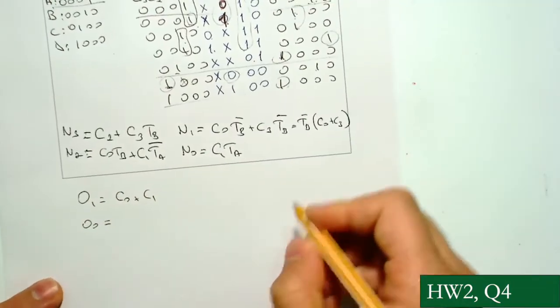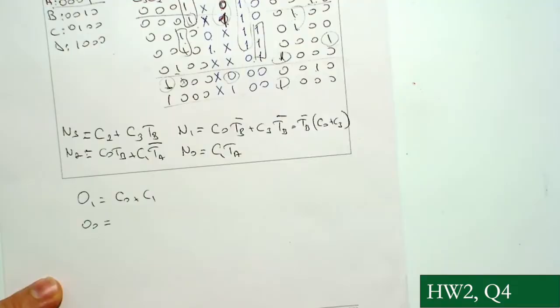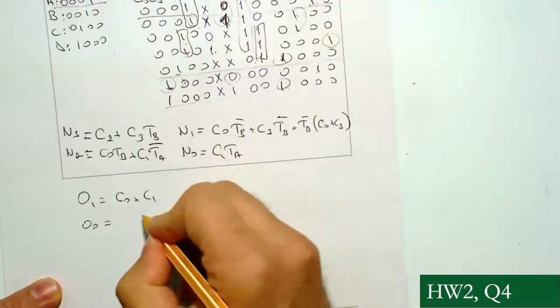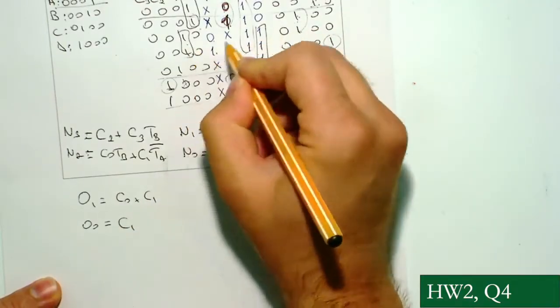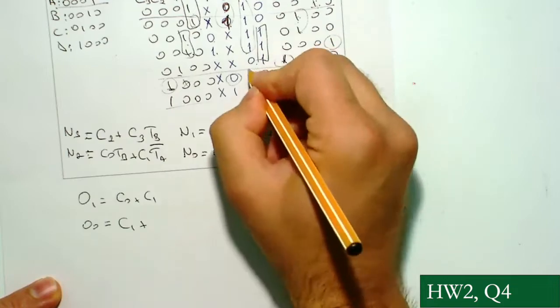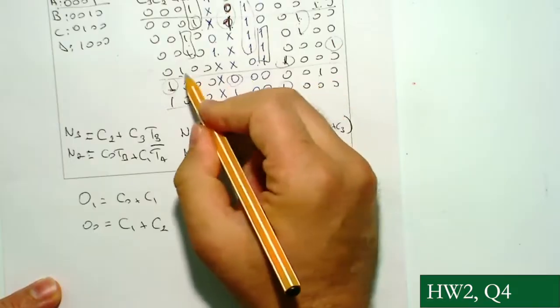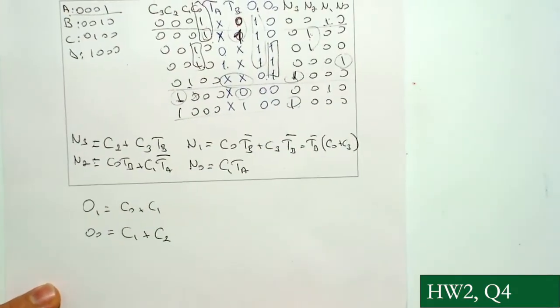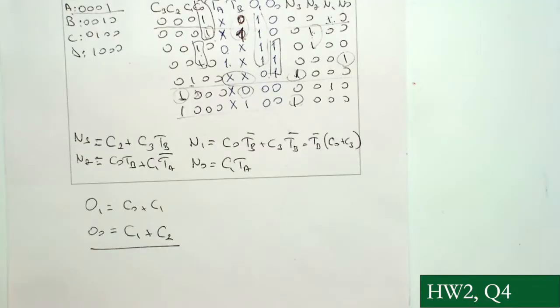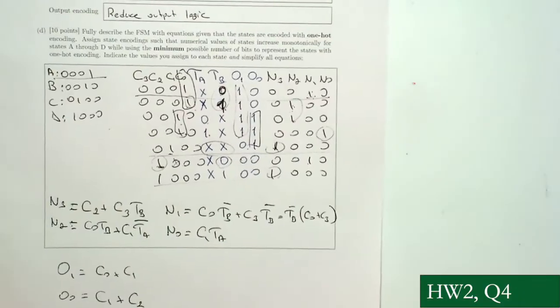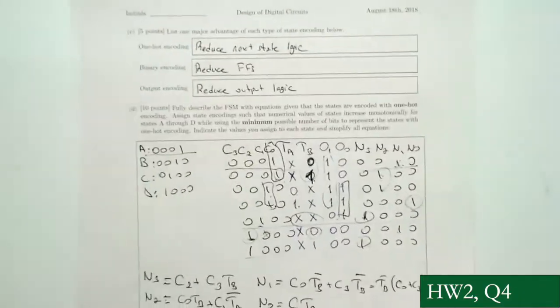For O0, I have ones here. So I have C1 is 1, and it also doesn't depend on the TA, or I have C0 is 1, and I guess that also doesn't depend on the input. So these are the Boolean equations for output. Okay. All right, so we'll move on to the other one.